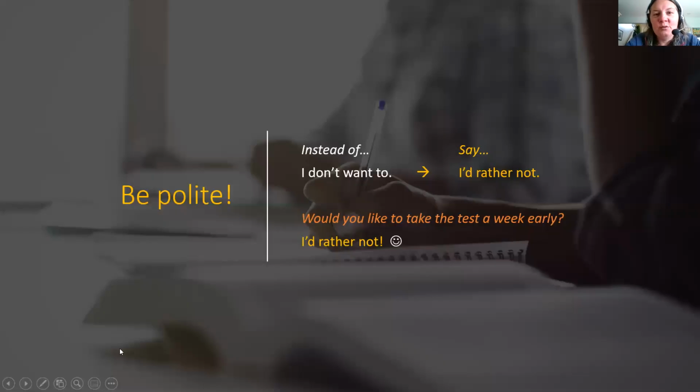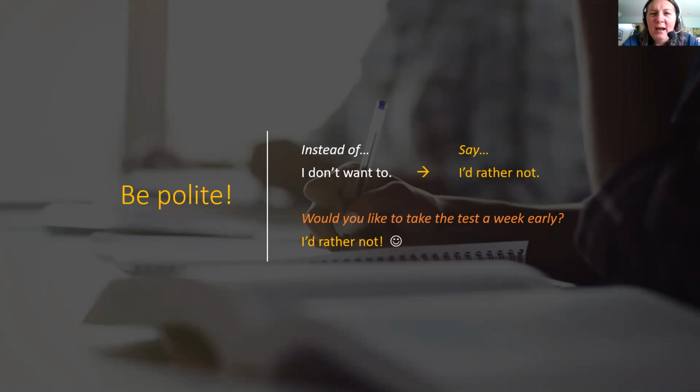But here's the most important part. When we use would rather not, it's about being polite. It's a great way to say you don't want to do something, but you're being really nice about it. So instead of saying, I don't want to work in the garden tonight, I don't want to stay at this movie theater, I don't want to be at this restaurant, we would say, I'd rather not. I'd rather not work in my garden tonight.